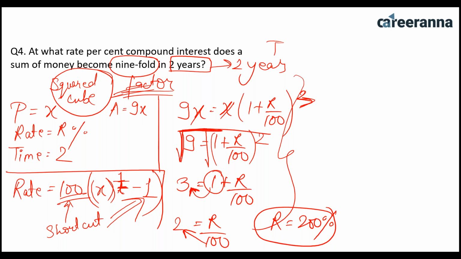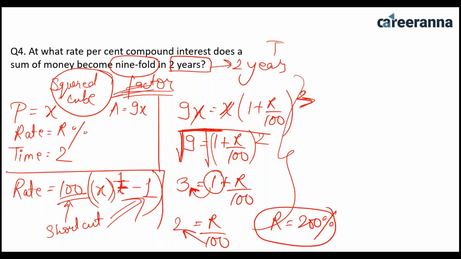See, this 9x is what the question is mentioning. It is becoming 9 folds. That means the amount will become 9x, right? So that is why I've taken 9x. It could have asked you 4 times, 16 times, because the question is asking about the 2 years only.